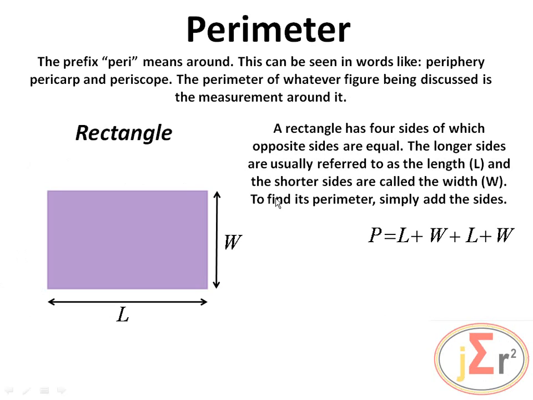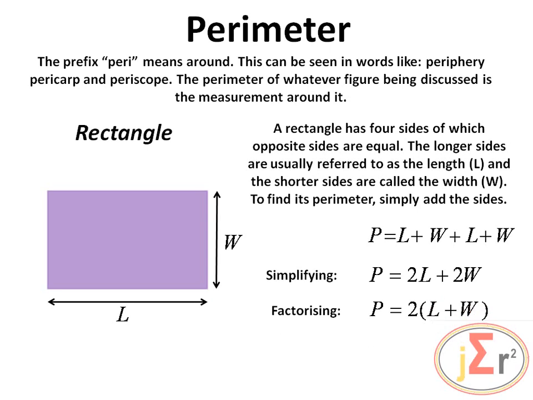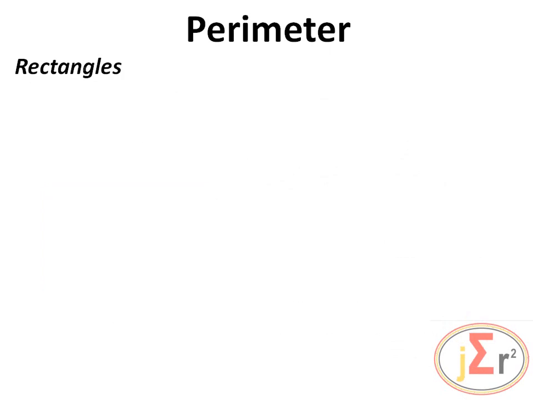So we have a simple algebraic expression right here which says that the perimeter is equal to the length plus the width plus the length plus the width. Simplifying that, we have the length occurring twice and the width occurring twice, so we have 2L plus 2W, and of course we can factorize, the 2 is a common factor, so 2 times all of L plus W.